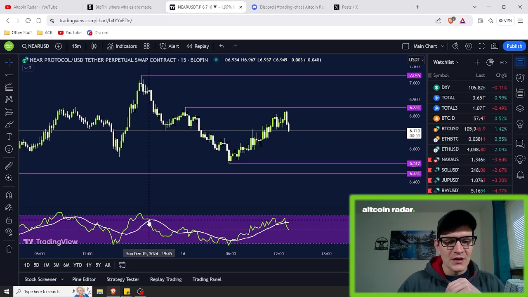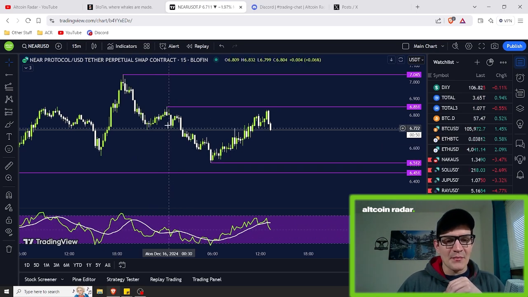And that's what you can see here is sellers ended up taking control. We ended up crossing over into bearish territory on this moving average right here on the RSI, and we started going even further and further down, okay? And again, the same thing ended up happening right here.